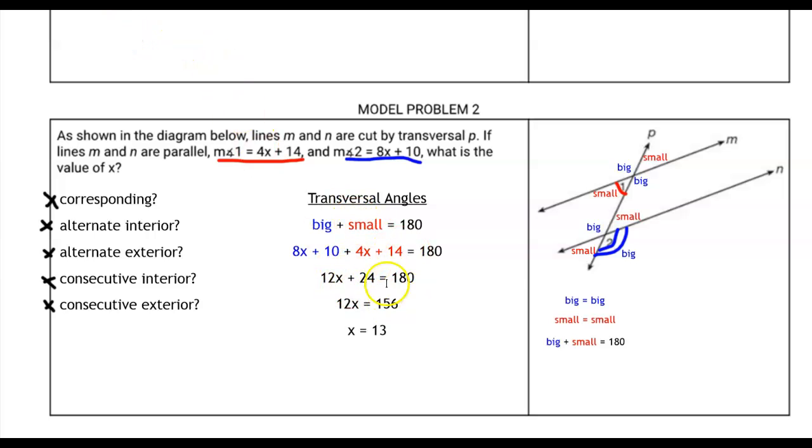All right, seems fairly straightforward with this algebra here. All we have to do is combine like terms, move the numbers to one side, and then solve for x. x is equal to 13. And the question asks us, what is the value of x? So we are done. Keep this big and small method in your back pocket because it will definitely be helpful when you're doing questions like these.